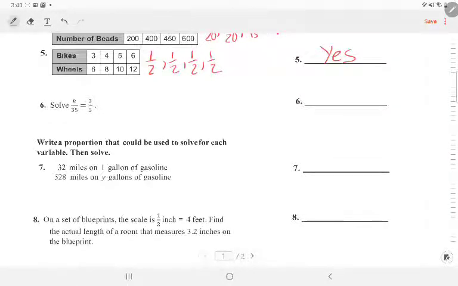Number 6, we have k over 35 equals 3/5. So to solve for k, all we have to do is cross multiply. So k over 35 equals 3 over 5. When we cross multiply, we end up with 105 equals 5k. Divide both sides by 5, and k equals 21.